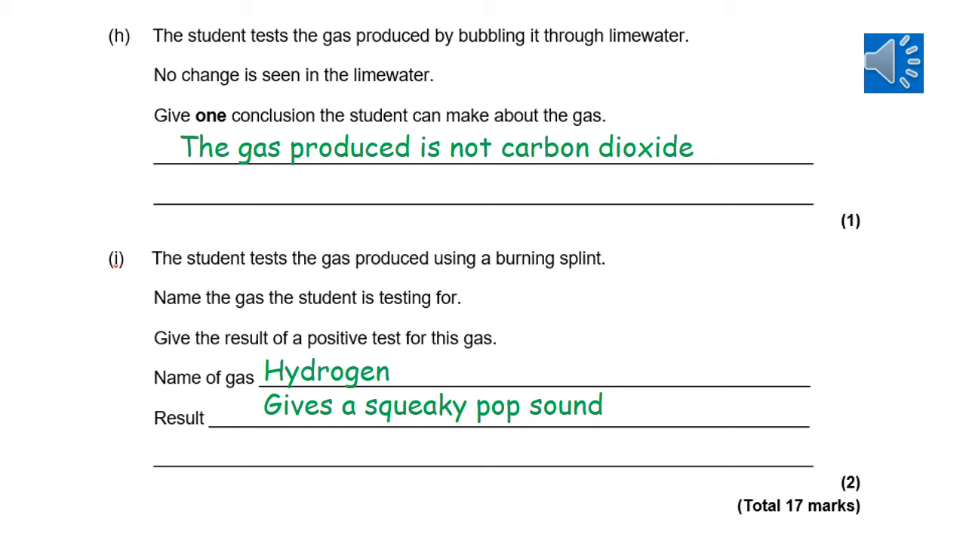The third one is hydrogen. For this one you need a lighted splint. You insert the lighted splint into the gas, and if hydrogen is present, then you will get a squeaky pop sound.